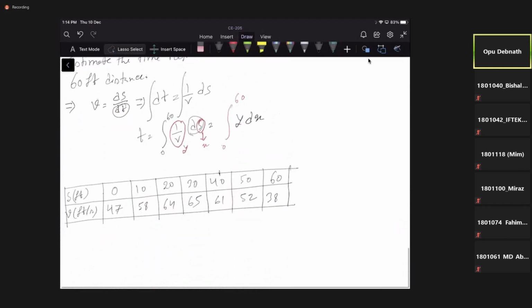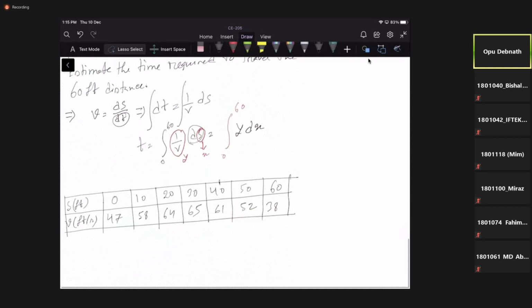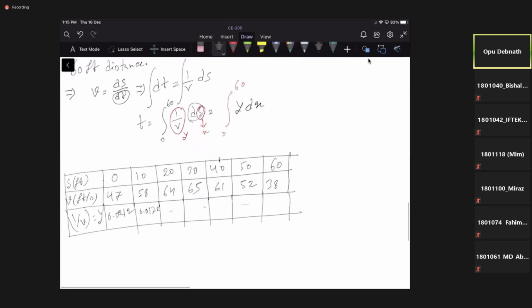So this is your given data. In this case, for the integration purpose, I am considering y is equal to 1 by v. So for all the data set, just take 1 by v. Okay, so your 1 by v is equal to y. So I am taking the inverse value of all these. That means you will find like this: 0.0212, then 0.01724, and so on. And corresponding as this is actually your x.